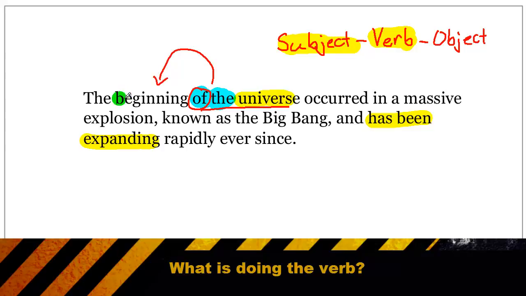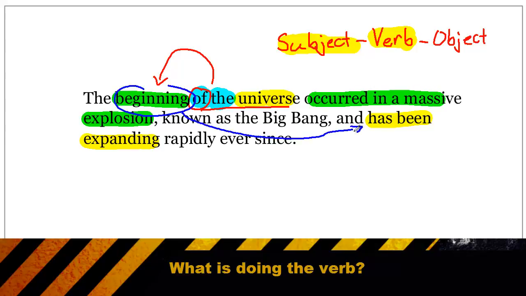So now we have the beginning as the subject, and so the beginning is the thing doing the verbs throughout the sentence. So we could say the beginning occurred in a massive explosion, and that's fine, that makes sense. But to say the beginning has been expanding is illogical. Clearly the beginning cannot be expanding. So to fix this sentence, all you would simply have to do is clarify that it's the universe that is expanding. And that would mean simply putting the phrase the universe into the sentence right before the has been expanding.